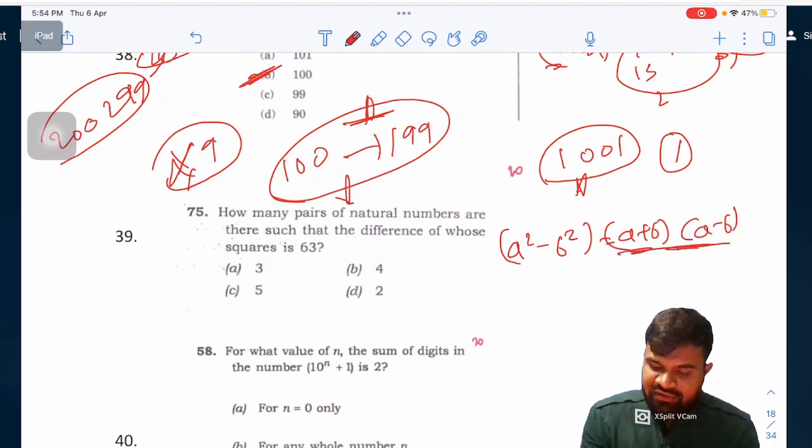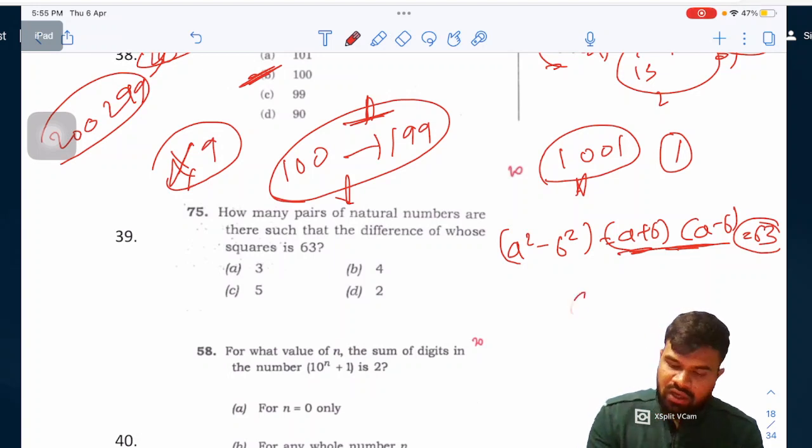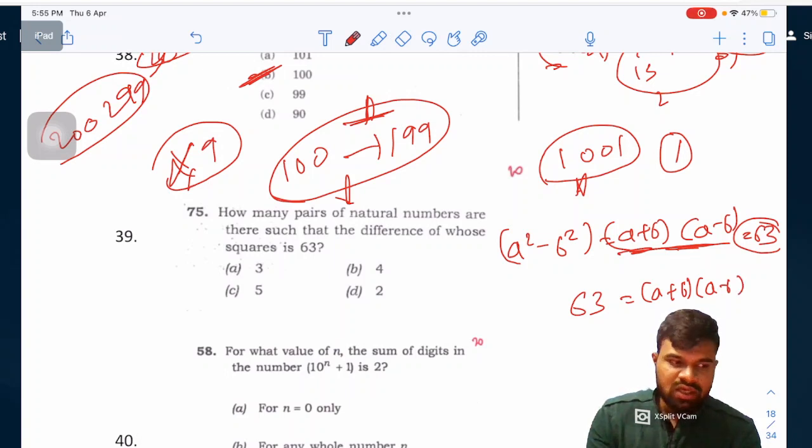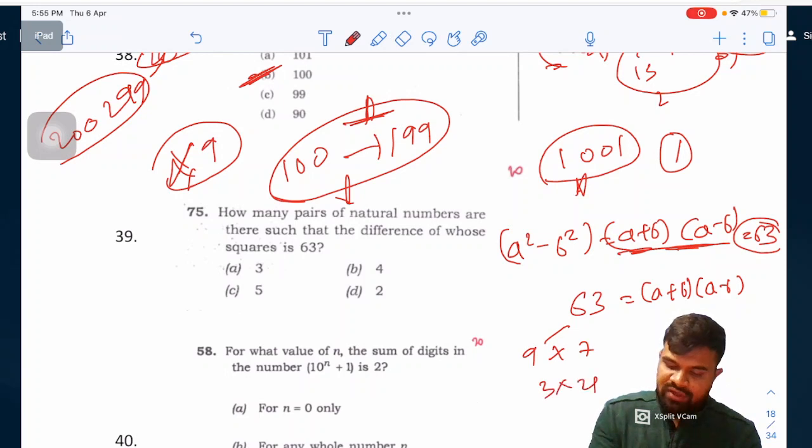Now, the difference of squares they are giving us is 63. So 63 is equal to A plus B into A minus B. 63 can be written as 9 into 7, it can be written as 3 into 21, and it can be written as 1 into 63. These are the factors of 63.